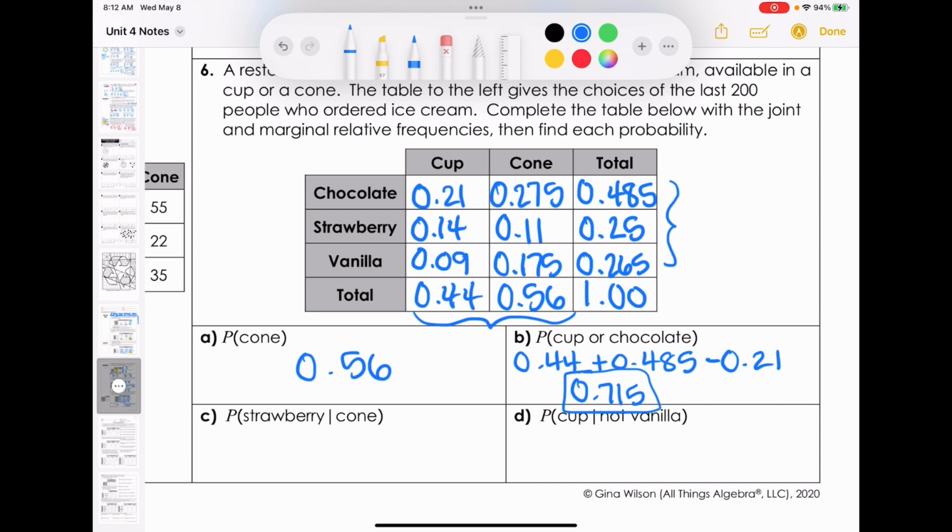Now the last two will have a fraction because they have that given that bar. So the probability of strawberry given that it's a cone. So I'm only looking at the cone column. So my total is 0.56. And then out of those 0.56, 0.11 is strawberry. So I'm going to simplify that fraction, and it gives me 0.1964.